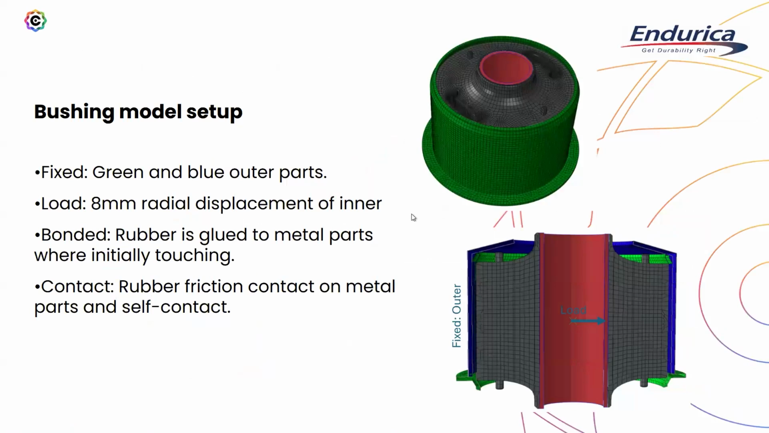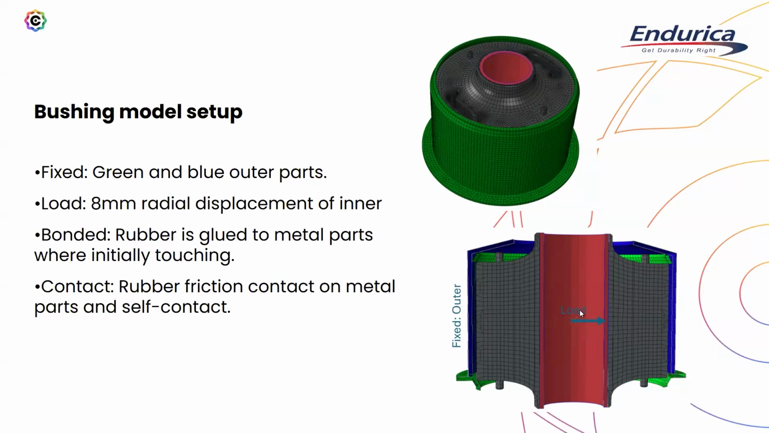And here's the base model. The boundary conditions on this: we're going to fix the outer boundary of the metal can on the bushing. And then on the inside, we're going to apply a radial load. So there's a control node here, and we're just going to push that to the right for an 8 mm radial displacement of this inner metal relative to the outer can. The rubber is bonded perfectly to both the inner metal and the outer metal.